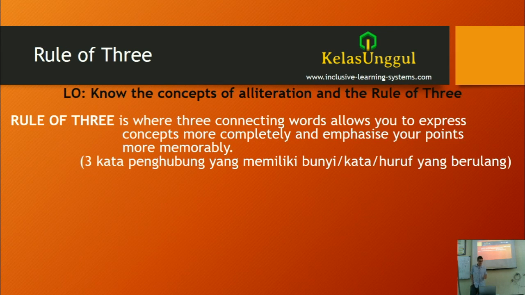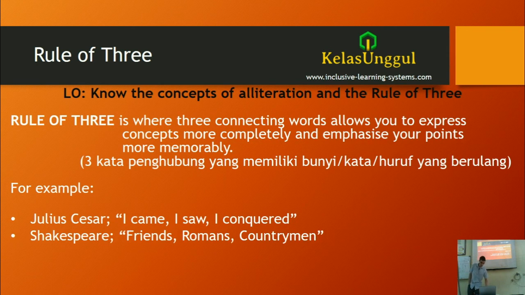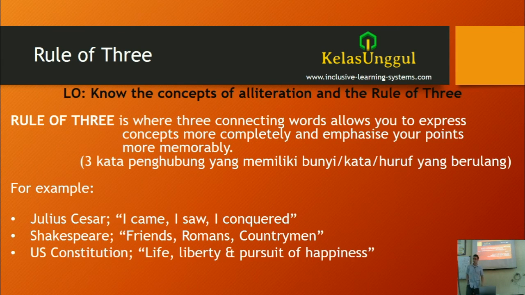The rule of three is where 3 connecting words allows you to express concepts more completely and emphasize your points in a more memorable way. So, for example, Julius Caesar, I came, I saw, I conquered. Shakespeare, friends, Romans, countrymen. Can you see the correlation? It's 3 things linking in to make a powerful statement. US Constitution, life, liberty, and the pursuit of happiness.